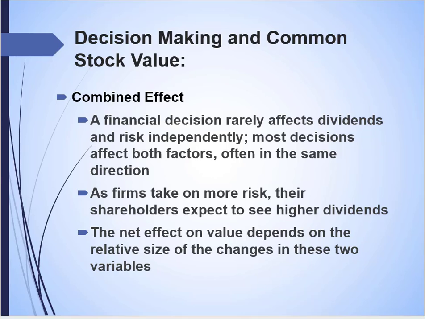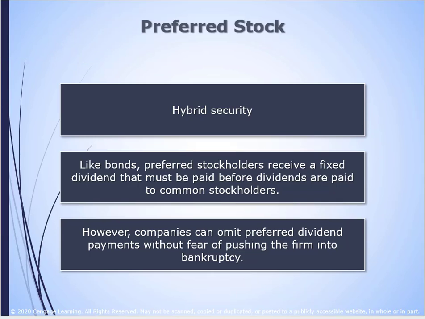So any financial decision we make rarely affects just one thing, right? It's a combined effect. So it's difficult to think of a project right now of how you could increase a project that would increase dividends but decrease risk. But if we can find those, the net effect will have an impact or an influence on what the stock price is.